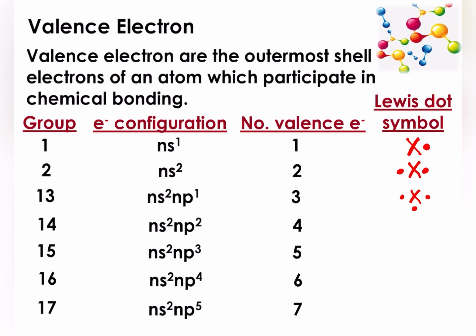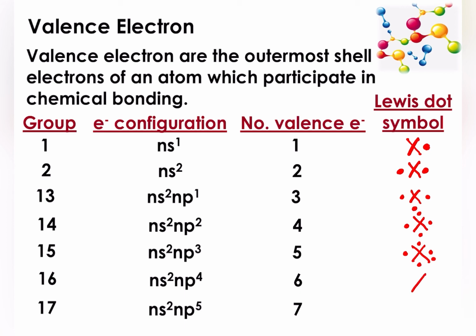And then X in group 3, it means 3 dot symbols. And then for example, I want to put the unknown X with 4 valence electrons. It's going to be 1, 2, 3, 4. Fill each side first, then you make it as a couple. And then 5 of them, it will be 1, 2, 3, 4, and then 5. Put the last one whichever side you want.